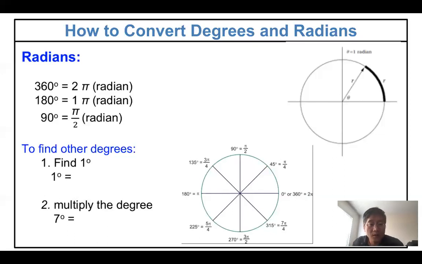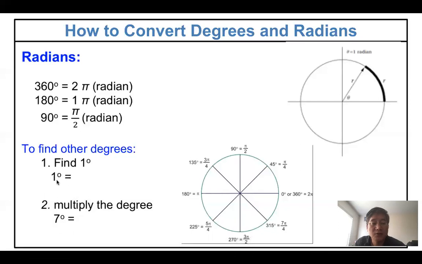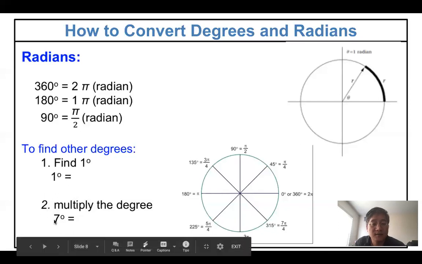But other degrees, like 7 degrees, how do you get this 7 degrees? From 180 degrees, it's very hard to go to 7 degrees. But you don't need to worry. We always find the unit degree first. To get 7 degrees, you should know 1 degree first. And then you multiply by 7, right?